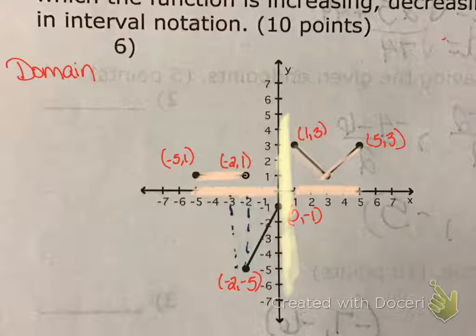Okay, so my domain, I start at negative 5, and I'm using a bracket for domain and range. Domain and range, we use brackets and parentheses, depending on. And I go all the way to 0 for my domain. Okay? Then I pick up again at positive 1, and I go all the way to positive 5.